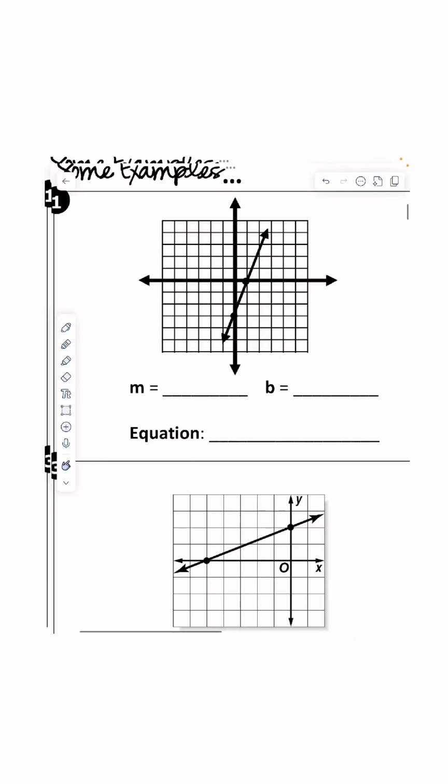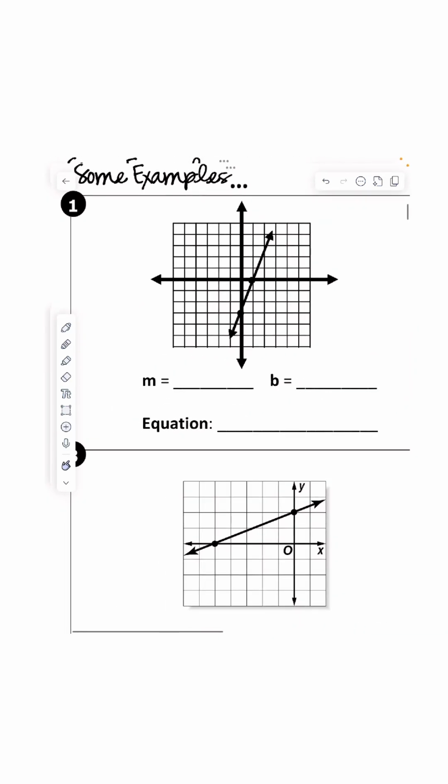So for number 1, here's my graph. Let's first find where the y-intercept is. That's where it crosses the y-axis. Here it is right here. So here's b. Okay, let's figure out how far up or down from the origin I went to get to b. Negative 1, 2, 3. b equals negative 3.